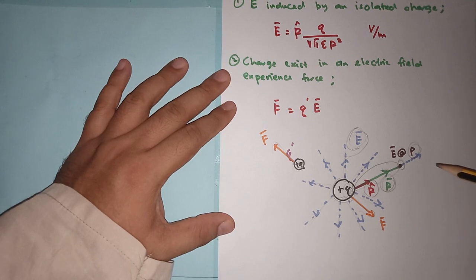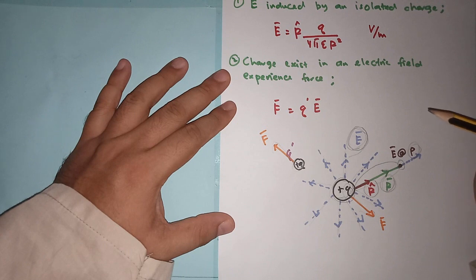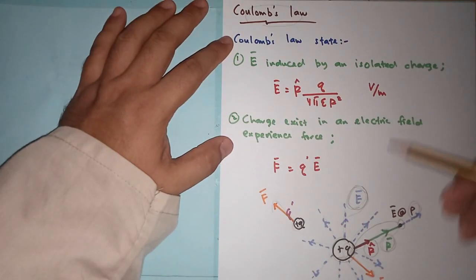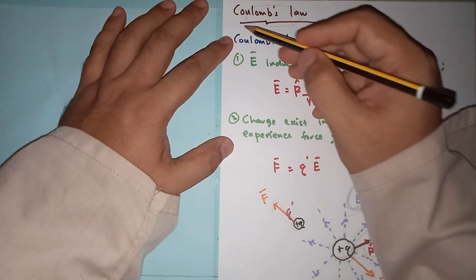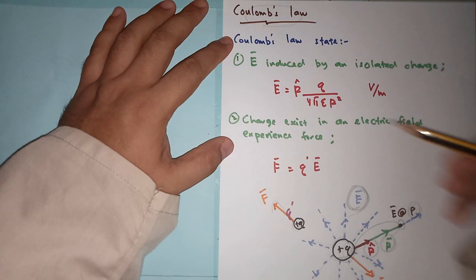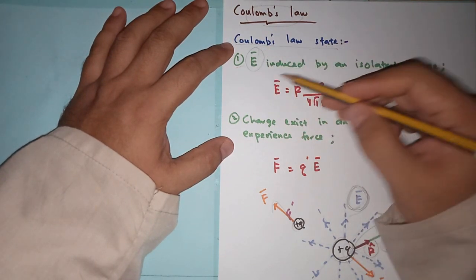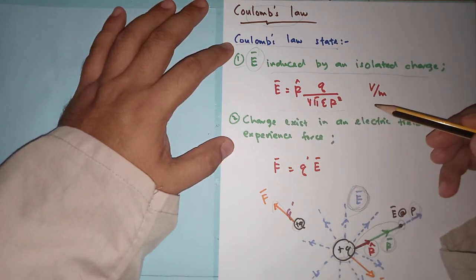So the question is, how can we derive an expression that represents our electric field here? One method that can be used to derive the expression for the electric field is by using Coulomb's law. And Coulomb's law states, first, that the electric field induced by any isolated charge or particle charge can be calculated by using this expression.